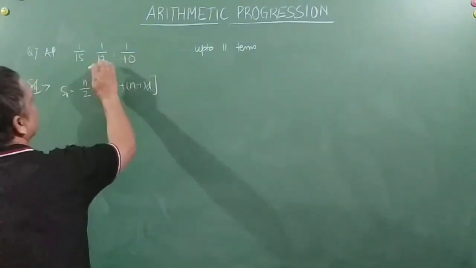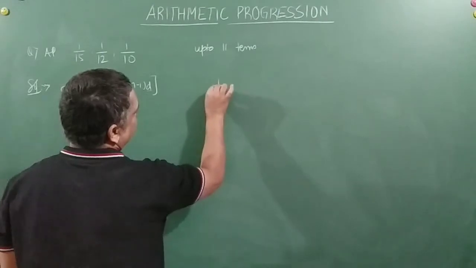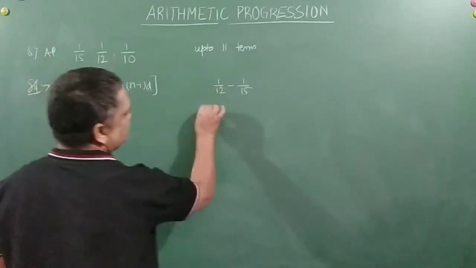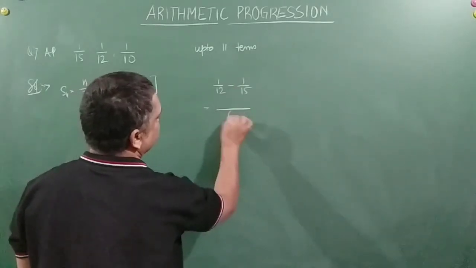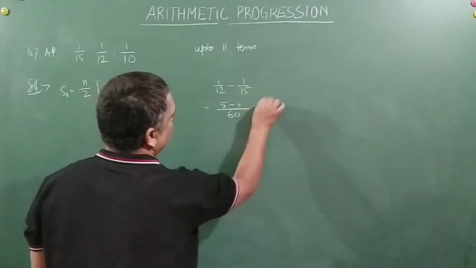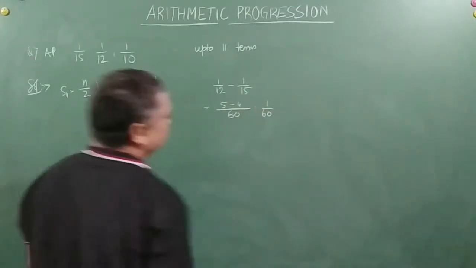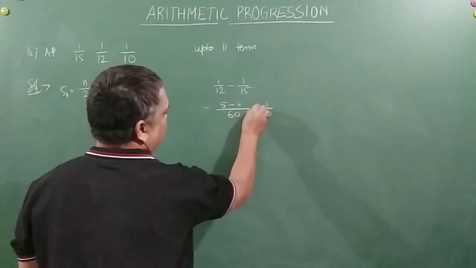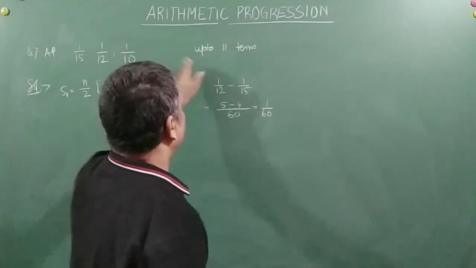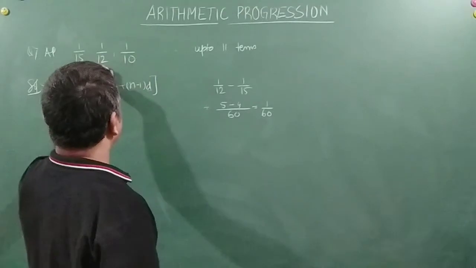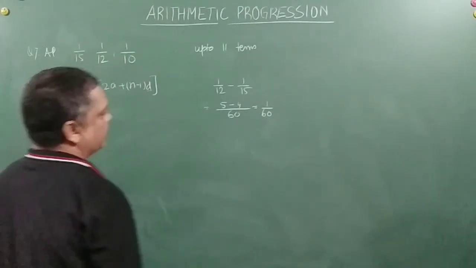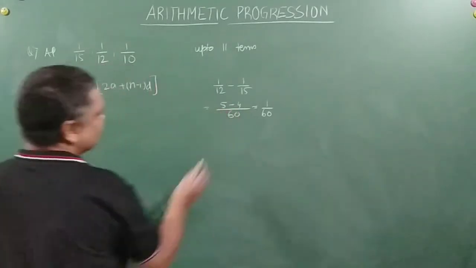D is nothing but this term minus this term, which is equal to 1 by 12 minus 1 by 15, that is 5 minus 4 by 60, 1 by 60. Okay, right? So we will assume that this is all in arithmetic progression. We will not try to check it, although if you want, you can check it. This minus this should also be equal to 1 by 60.